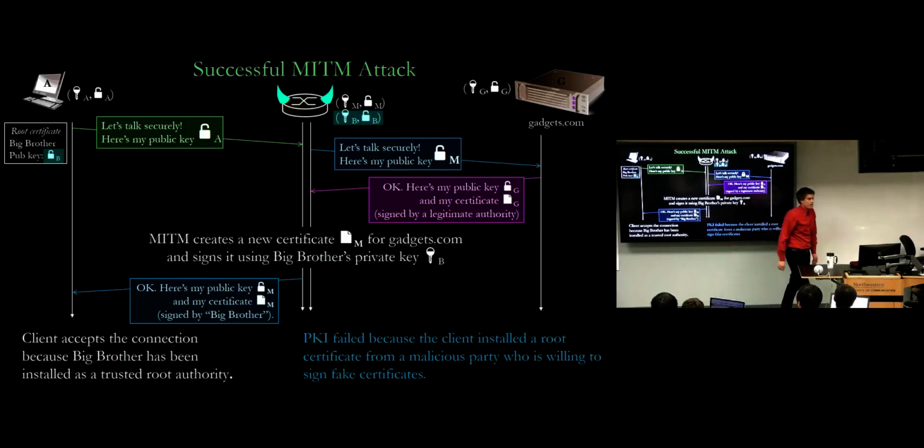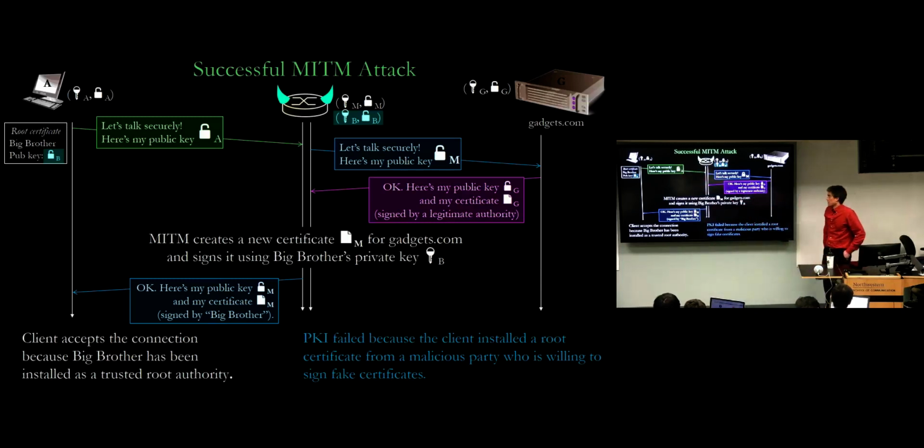between. And now when the router in the middle tries to do the man-in-the-middle attack, it can. So when gadgets.com provides its public key and certificate, which is signed by a legitimate authority, the man-in-the-middle gets that, and the man-in-the-middle can actually generate a new certificate for gadgets.com, which it can sign using its own private key, which corresponds to a public key that's trusted as a root by the client. So the client will end up trusting the certificate that says that the public key for gadgets.com is this public key M that the man in the middle has.